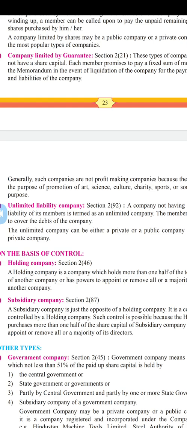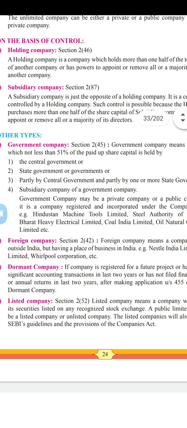Then second is foreign company. Foreign company means a company incorporated outside India, however, it has a place of business in India. For example, Amazon India Limited or Nestle India Limited, Bata India Limited, Whirlpool Corporation, etc. are some examples of foreign company. That means these companies are incorporated outside India, but have a place of business in India. That is called a foreign company.